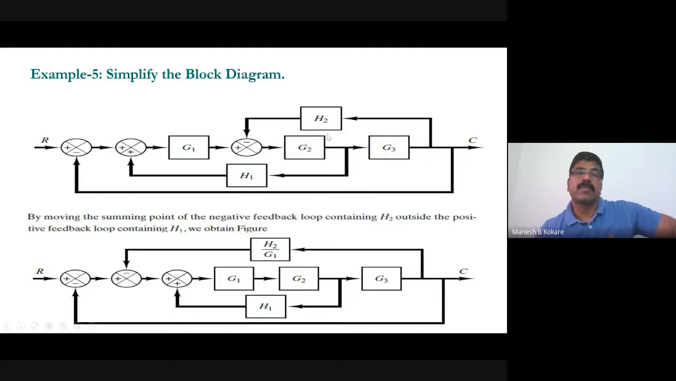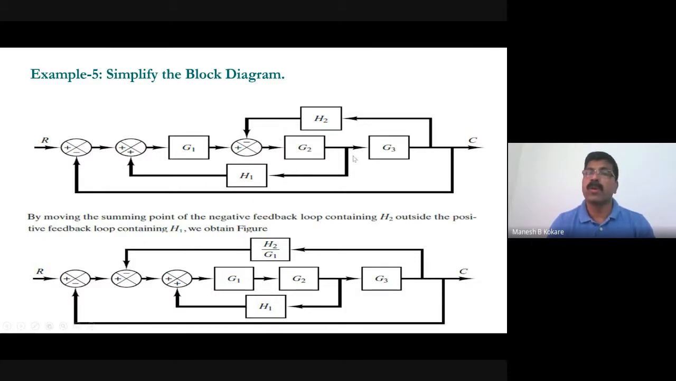Then what do you have to do first? Can we apply the first rule here directly? No, because no two blocks are connected in cascade. Then are there any two blocks which are connected in parallel? Presently, no, in this situation. Are there any two blocks connected in a loop?